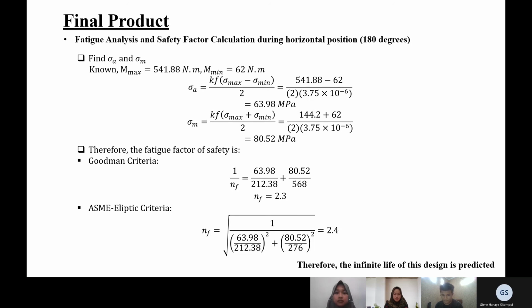Any addition from the others? Maybe to conclude the presentation.